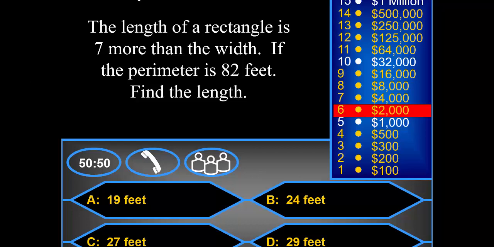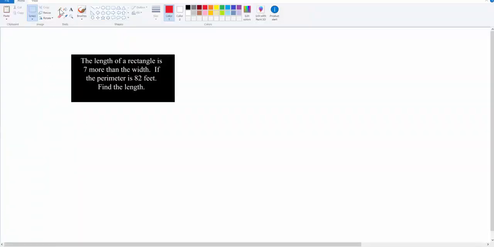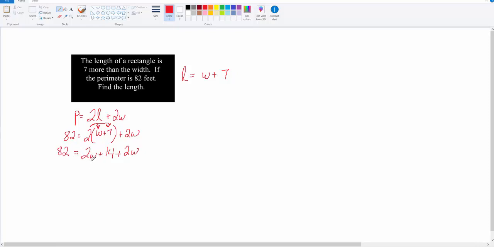Word problems. We know that perimeter is 2 times the length plus 2 times the width. They've also told us that the length is 7 more than the width, so that's W plus 7. Let's substitute that in. The perimeter is 82 and the length is W plus 7, so 2 times (W plus 7) plus 2W. Now we just have to solve using our 5 gots. We've got parentheses, so we'll take the 2 in. We get 2W plus 14 plus 2W equals 82. Add the 2 W's together, and that gets us 4W plus 14 equals 82.